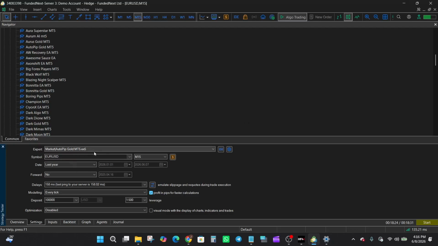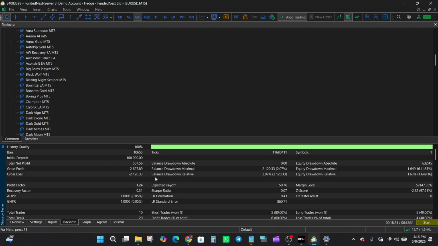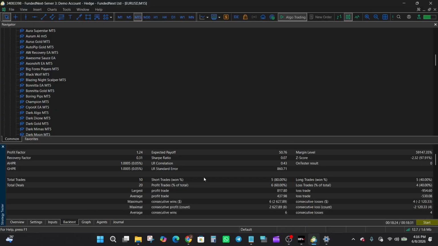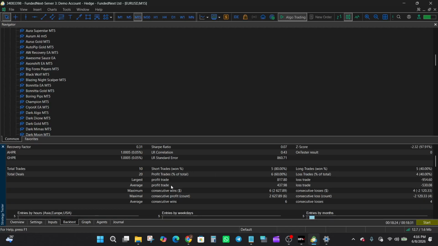All right, so we're testing the Autopip gold on EURUSD on the M15 time frame for over about 5 months and a week, starting from the first day of 2026. We are using the last ping to the server for the delays, every tick modeling. And now, just to see the results, from an initial deposit of $100,000, the total net profit was $507.56. The total trades taken were 10, short trades were 5 with 80% win rate, long trades were 5 with 40% win rate. And the largest profit was 817.8, largest loss 954.6. The average profit was 437.98, and the average loss was 530.08.